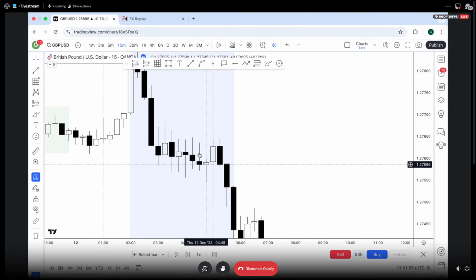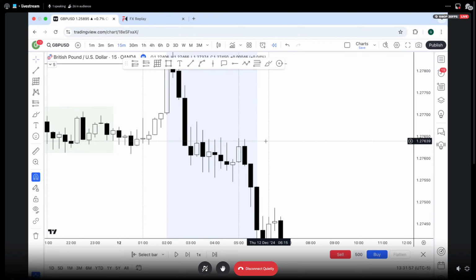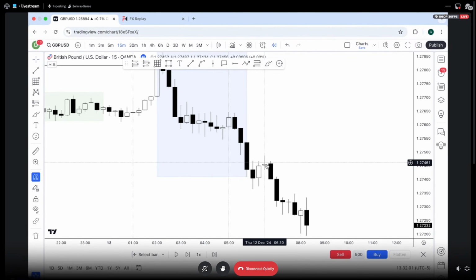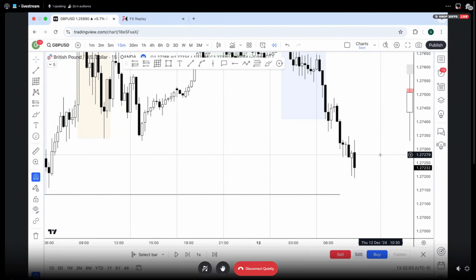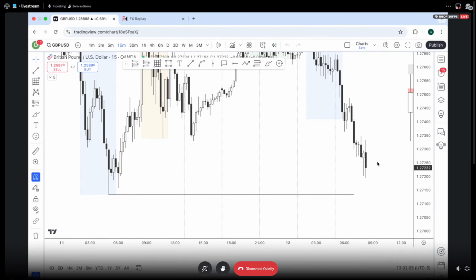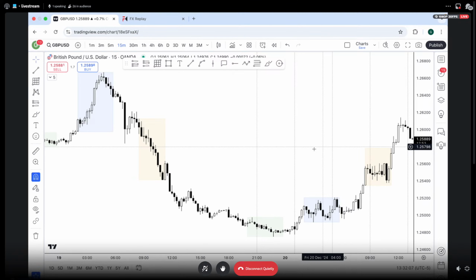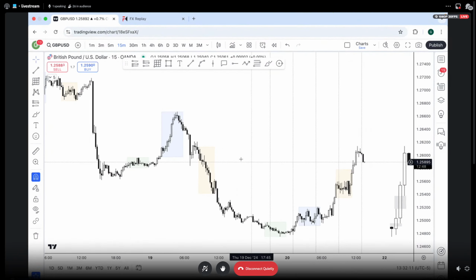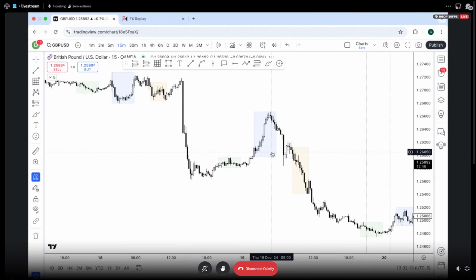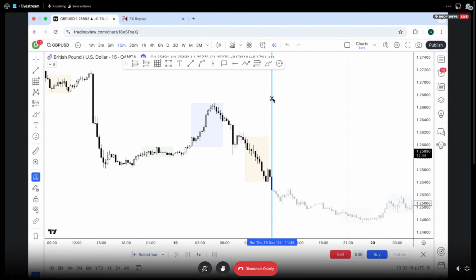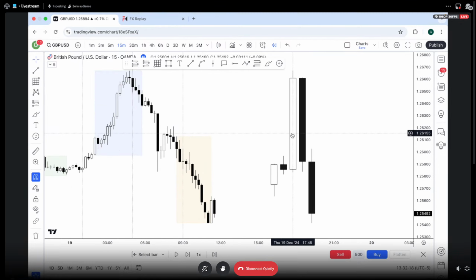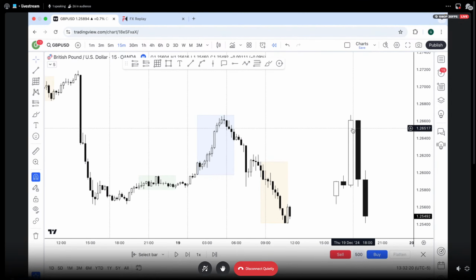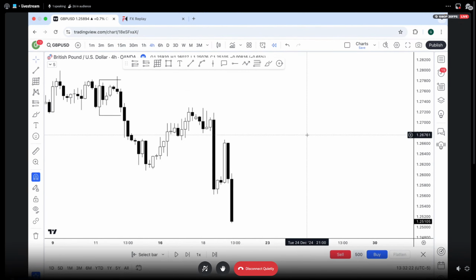But yeah, this is the really good entry here. And then you're going to look for SMT here as well, or looking for SMT everywhere inside of this distribution leg for protected highs and lows. But yeah, I'll show you guys tomorrow. That's how you do it if you're a London trader. But if you're a New York trader, it's the same thing. If I go here, right, this is how I view it as well.